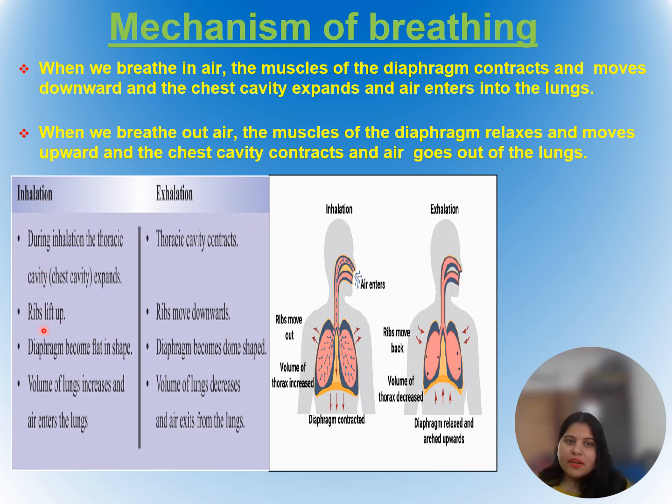During inhalation, ribs lift up. If you see now, ribs lift up, and during exhalation, ribs move downward. During inhalation, diaphragm becomes flat in shape. You can see. During inhalation, diaphragm is flat in shape, and during exhalation, diaphragm becomes dome shape. You can imagine here. And during inhalation, volume of lungs increases and air enters the lungs. Here you can see the volume of the lungs increases and air enters the lungs. And during exhalation, volume of the lungs decreases and air goes out from the lungs.